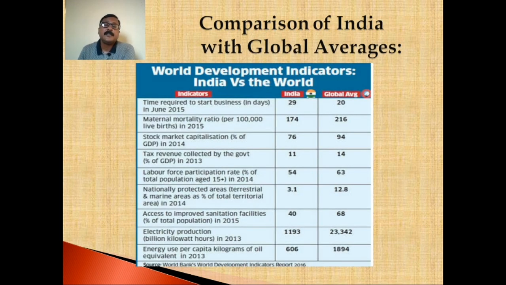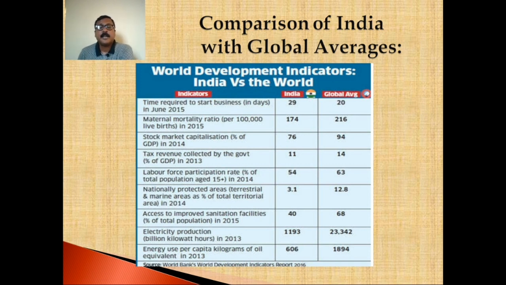So here there is a comparison of India with global averages. The first is time required to start a business in India in June 2015. In India, to start a business, it required 29 days. However, the global average is 20. Maternal mortality ratio in India is 174, global average is 216. We are doing better in this case.